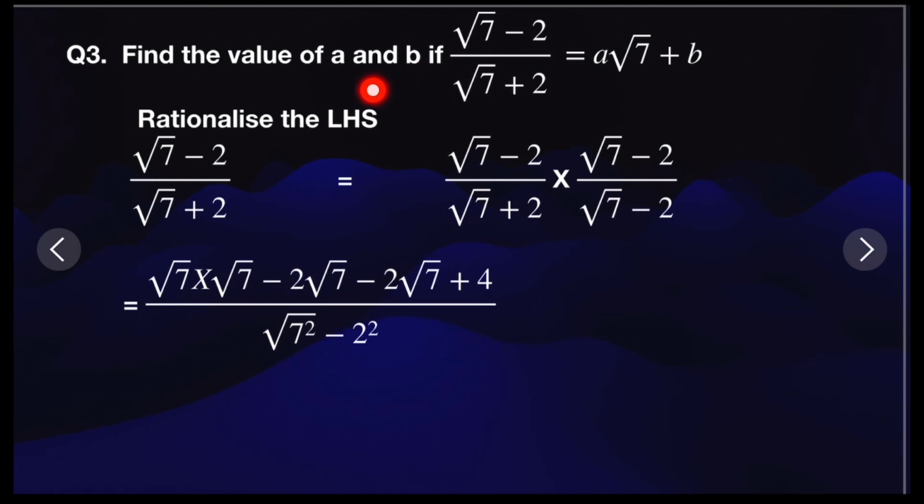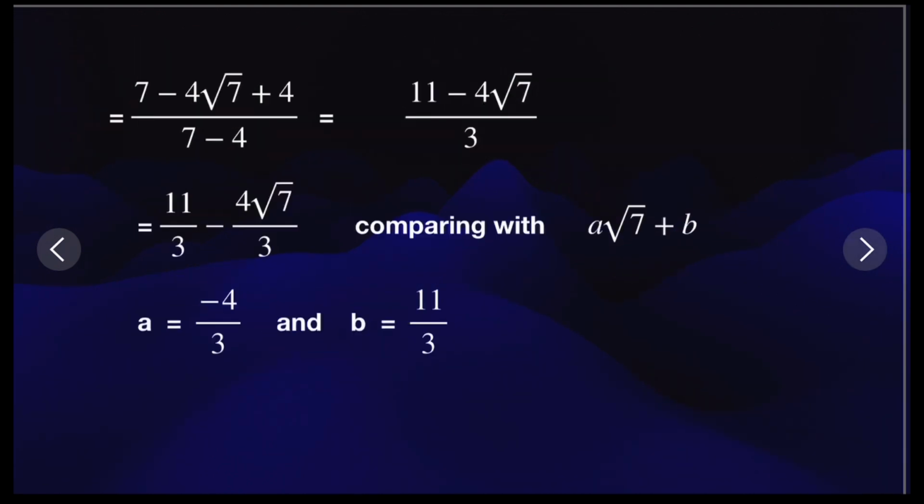Question 3. Find the value of a and b if this expression is equal to a√7 plus b. Okay, so take this expression, and here the denominator is in the form x plus y. Multiply it with x minus y. Here x is √7, y is 2. So multiply numerator and denominator like this. Simplify the numerator and the denominator will become (√7) square minus 2 square. That is 7 minus 4. Okay, 7 minus 4. And numerator, if I simplify, I will get like this. So write it in a simpler form like this.